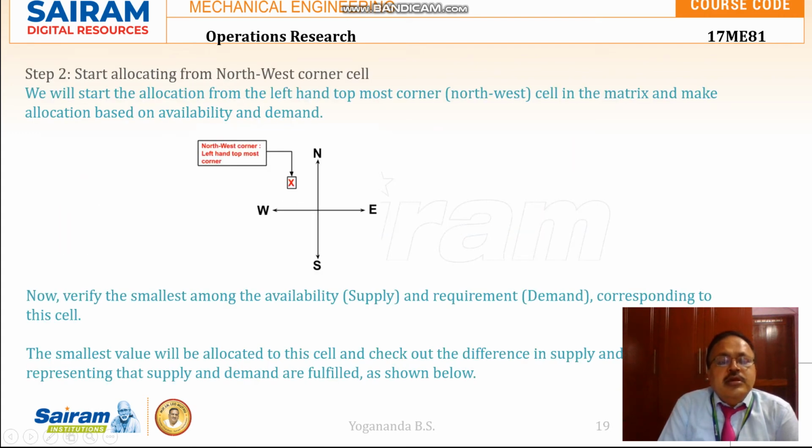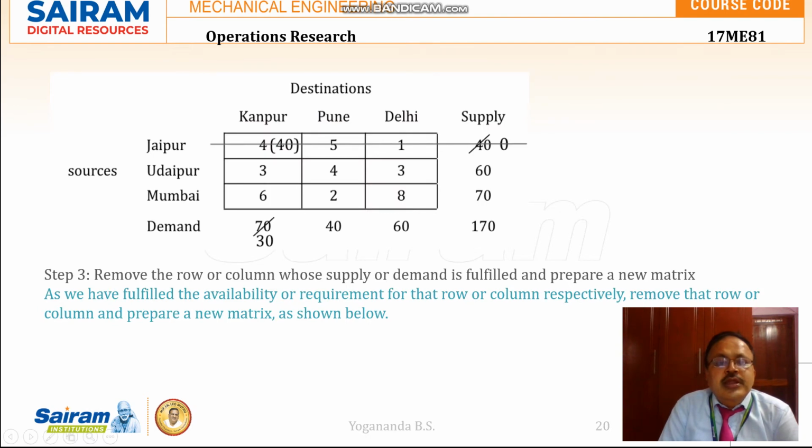Since it is the northwest corner method, we have to assign to the northwest corner cell. That is the topmost left-hand corner cell in the matrix, and we will make the allocation based on the availability and the demand. So now we have to verify.